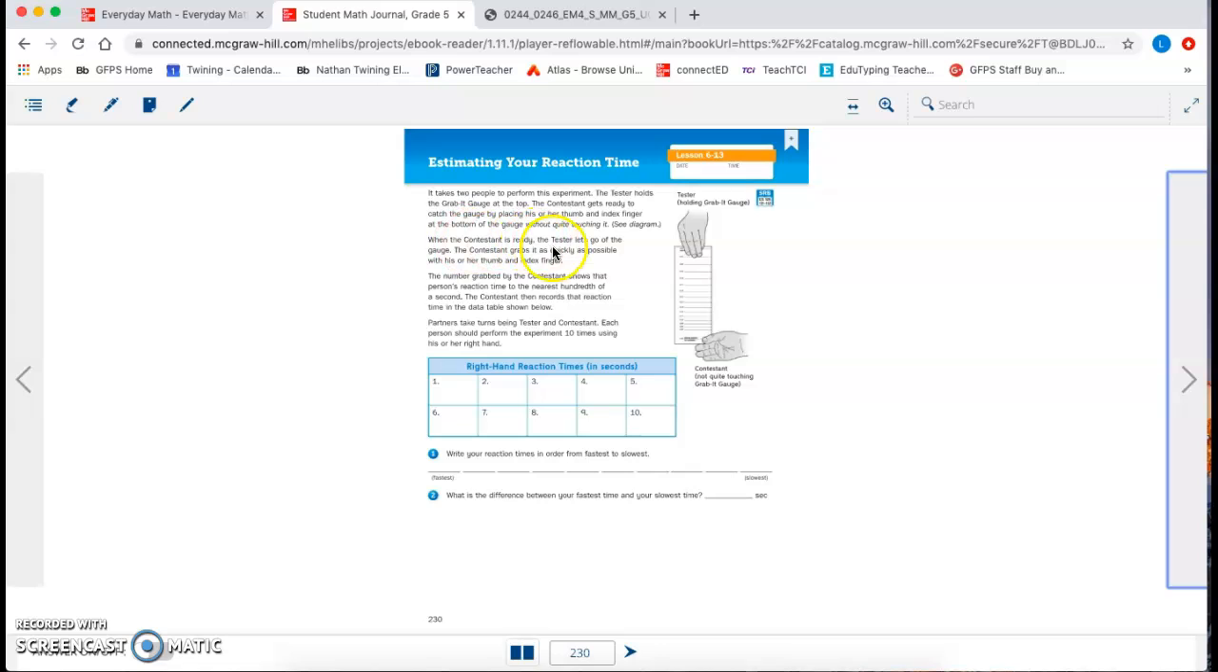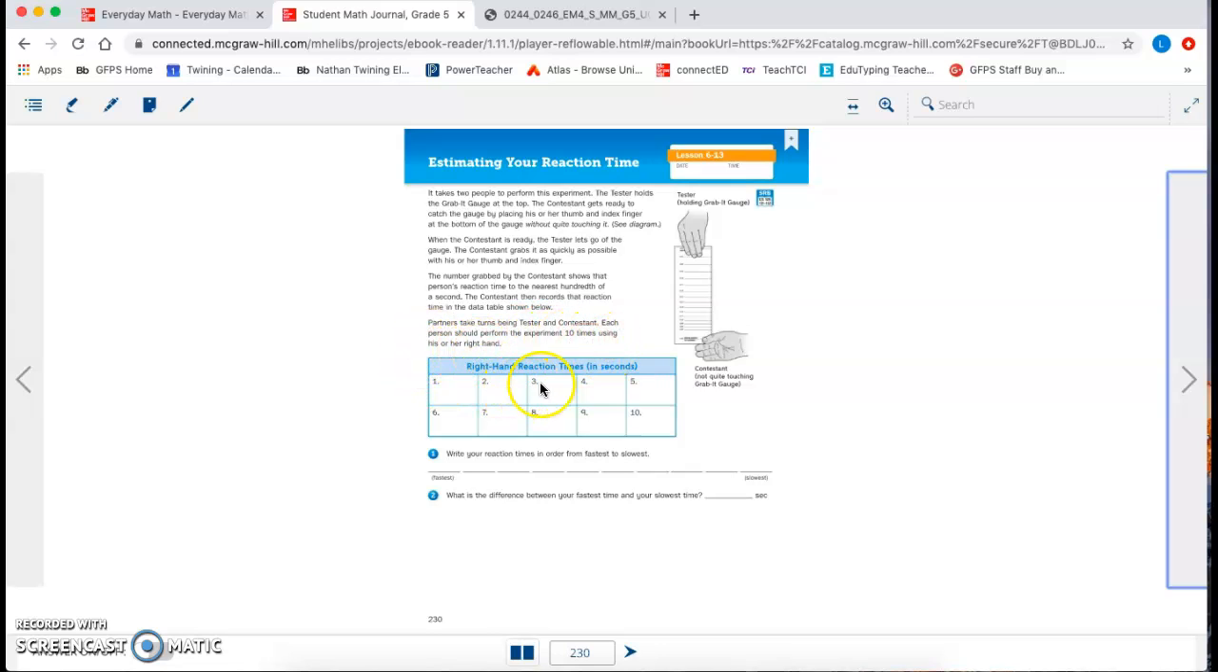When the contestant is ready, the tester lets go of the gauge. Now the tester doesn't tell them that they're going to let go. They just let go of it at random. Then the contestant grabs it as quickly as possible with thumb and index finger. The number grabbed by the contestant shows the person's reaction time to the nearest hundredth of a second. And those are all labeled there. The contestant then records reaction time with the data table shown below. They put it down here. The partners take turns being tester and contestant. Each person should perform the experiment 10 times using his or her right hand.